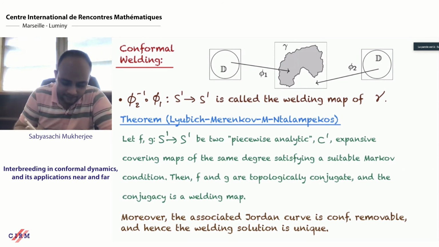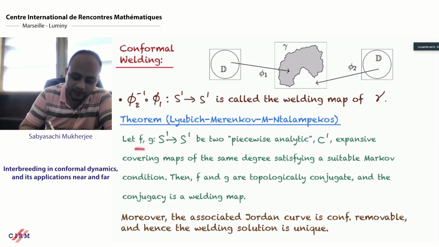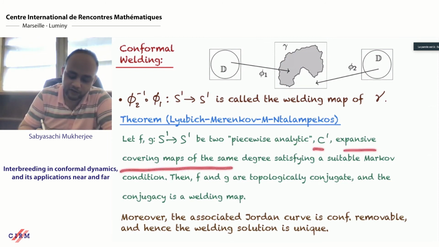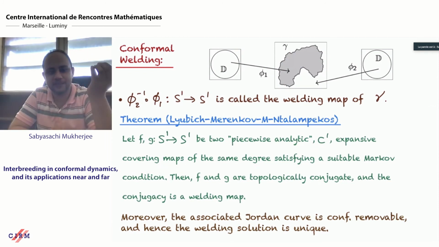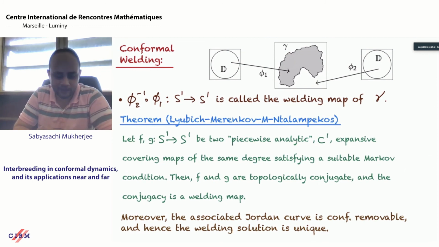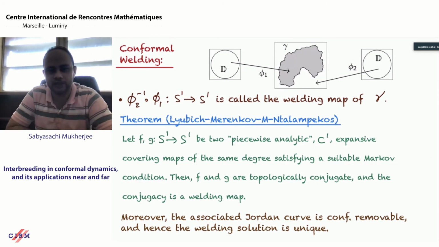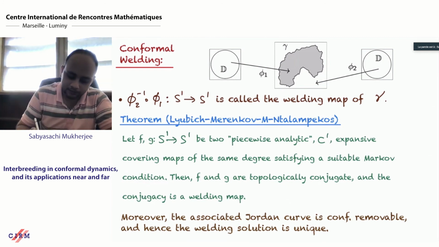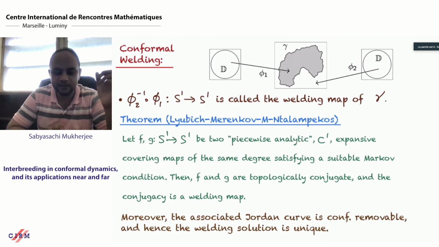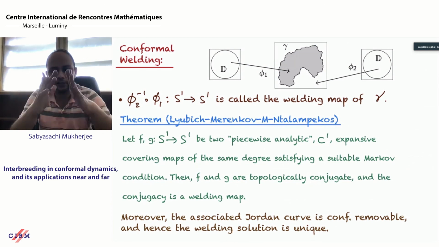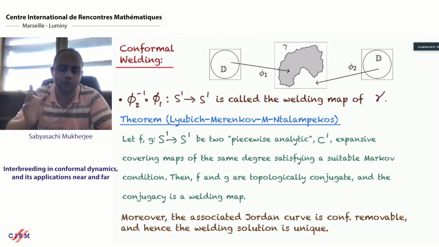So what is the precise statement here? Suppose you have two dynamical systems on the circle. Both are piecewise analytic, C^1 and expansive covering maps. Keep, let's say, the Nielsen map and z-bar to the d as examples. So both are piecewise analytic, expansive, and C^1. They are of the same degree, and they satisfy some suitable Markov condition, which is a very soft condition. Essentially, these maps are expansive covering maps of the circle, so they obviously have Markov partitions on the circle, but you want these Markov partitions to extend to the whole disk, to a subset of the disk.